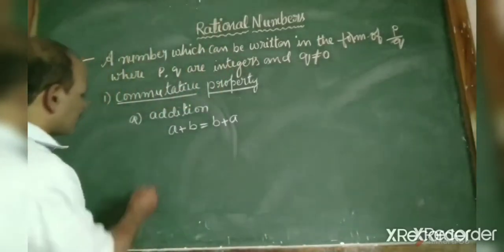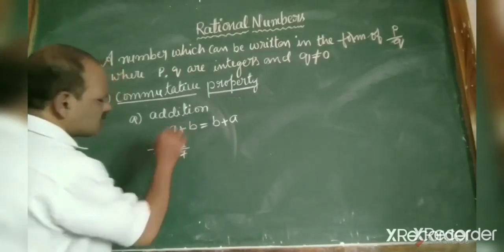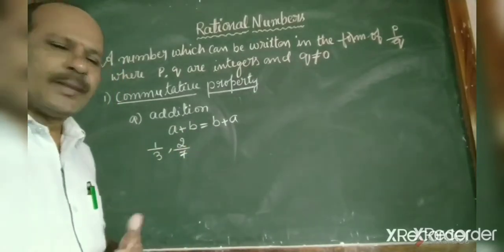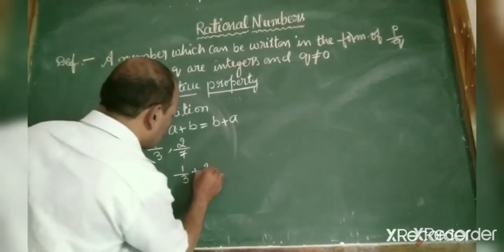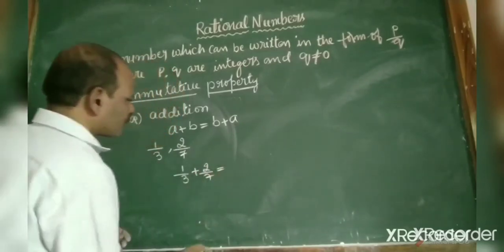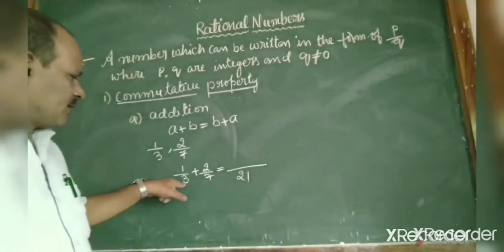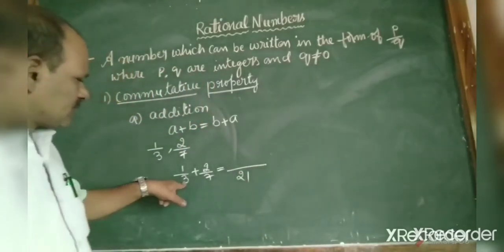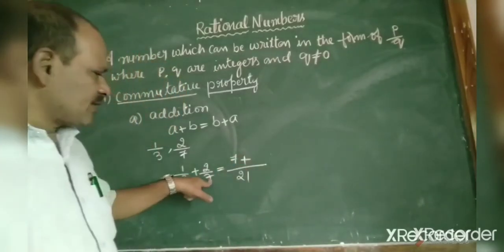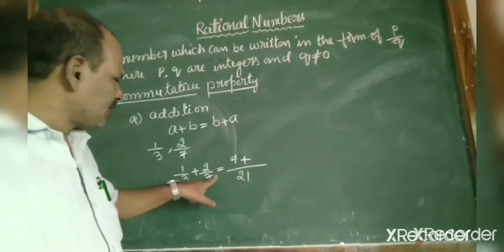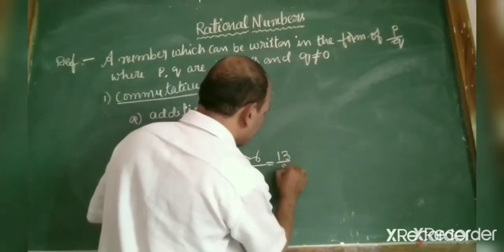Now I am taking two numbers 1 by 3 and 2 by 7. 1 by 3 plus 2 by 7 is equal to, LCM of denominators 21. This 3 goes 7 times in 21. That's 7 into 1, 7, plus this 7 goes 3 times in 21. That is 3 into 2, 6. Final answer is 13 by 21.